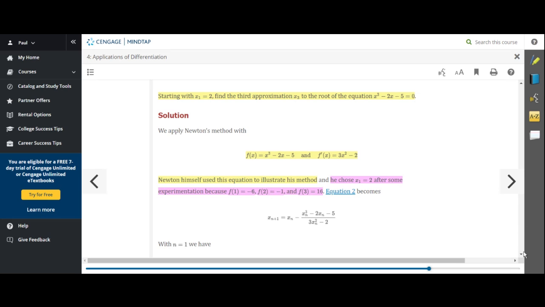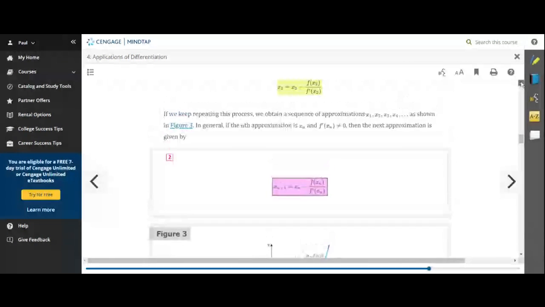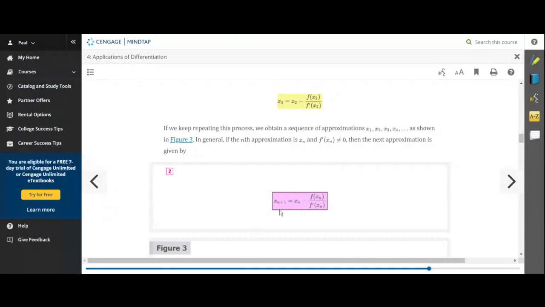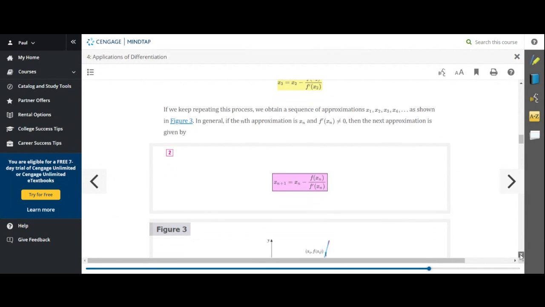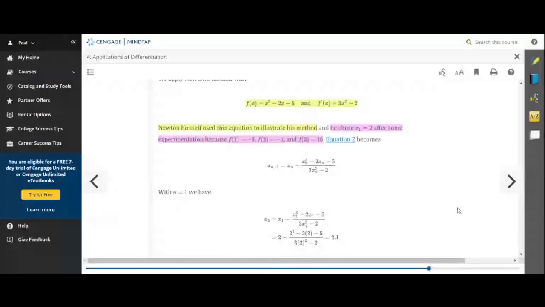All right, what comes next is using Newton's method. Of course, the formula is right up here: x sub n plus 1 equals x sub n minus the quotient of f of x sub n over the derivative f prime of x sub n. And for this example, it's really a lovely example.